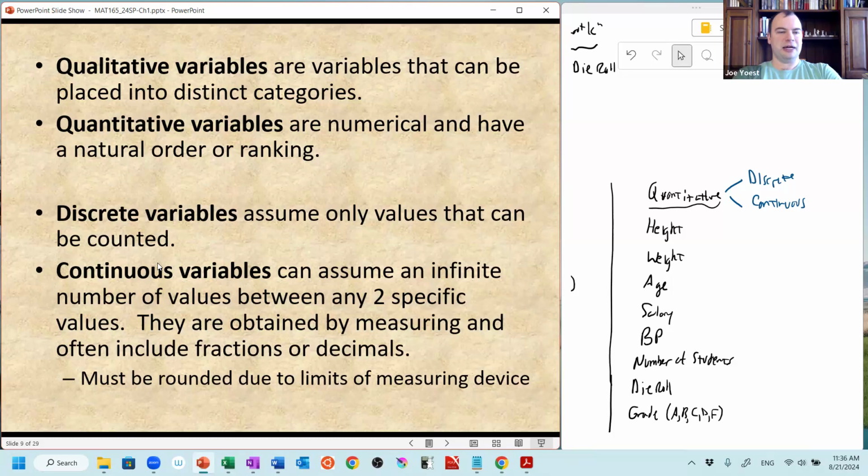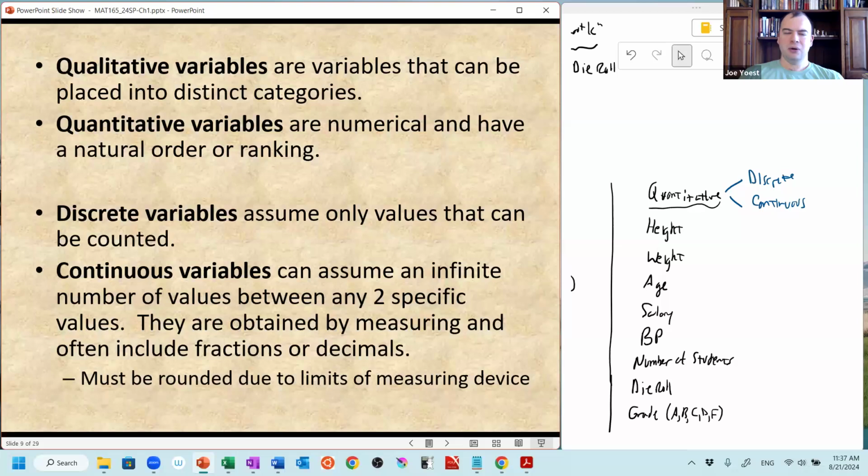Discrete variables assume only values that can be counted, where continuous variables can assume an infinite number of values between any two specific values. Another way of thinking about this is for a discrete variable, if you look at one possible value, you can always say what the next possible value is. For a continuous variable, there's never a next possible value. If you try to hypothesize a next possible value, you can always come up with some other allowable value in between the one you started with and what you thought might be the next one.